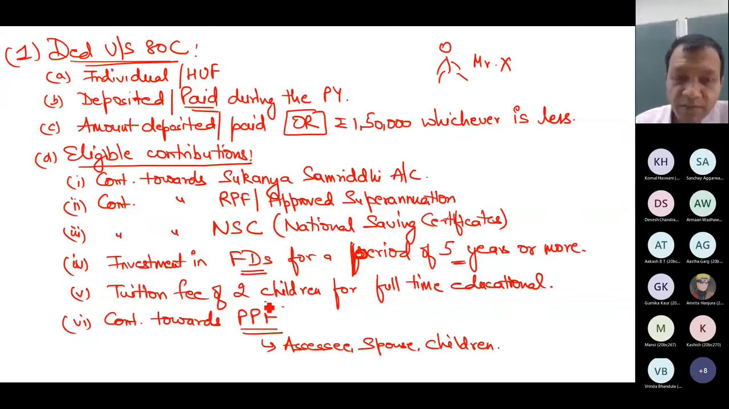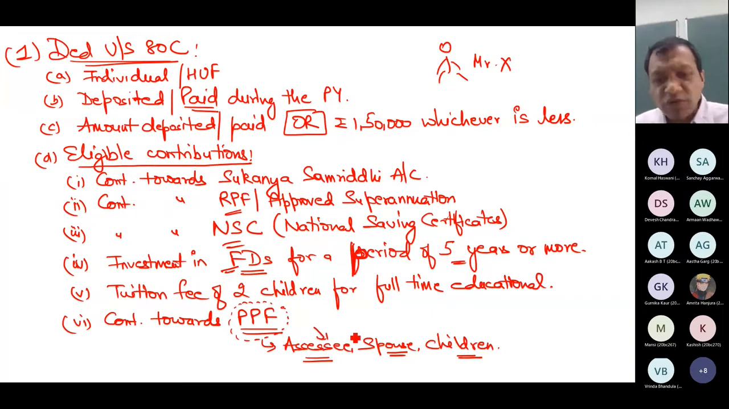Contribution towards PPF. Now PPF, Public Provident Fund, can be in my own account, my wife's account, or my children's account. If I deposit 10,000 rupees in my children's PPF account, I will get the benefit of that amount. Otherwise, normally everything should be for your own. EPF is in my own EPF, FD in my own name, NSCs, but this PPF can be in my own account, my spouse's account, or my children's account. I will get the benefit.